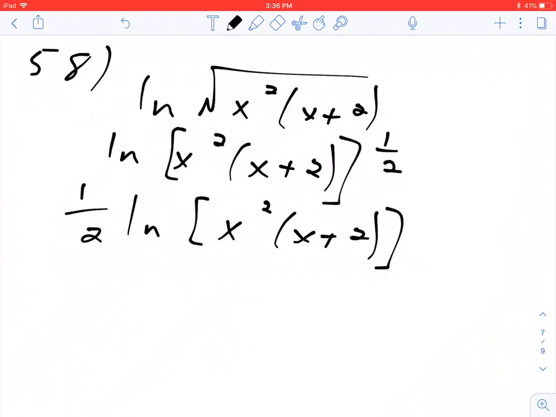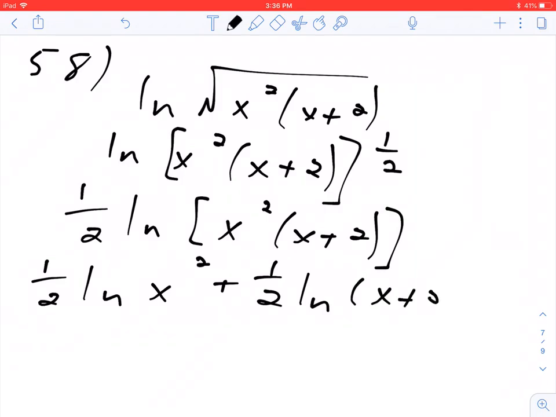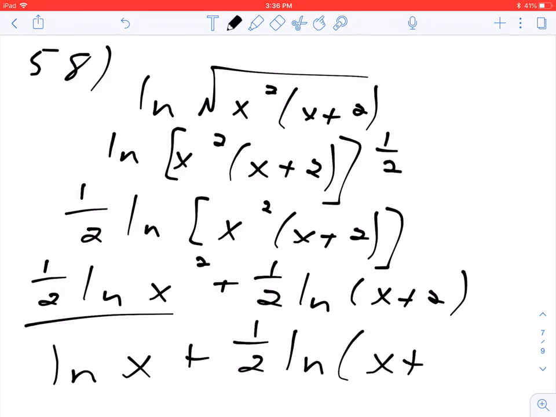Now we need to split that up using the product property. And lastly, we need to use the power property in this first expression to move the 2 down front. 2 times 1/2 is 1, so we don't need to write that. We just write natural log of x plus 1/2 natural log of x plus 2. And there you go, guys. There's all the problems.